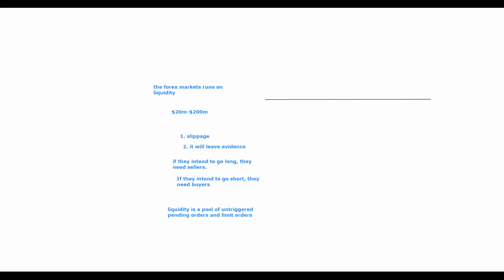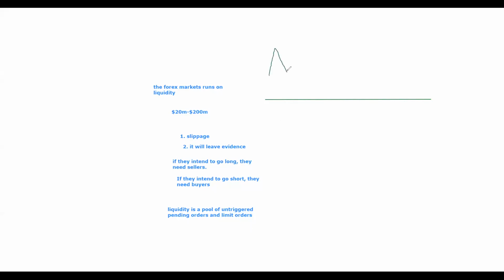So they need to engineer it, they need to get liquidity. And for them to get the liquidity, most times they need to engineer it. Since they cannot just instantly buy and sell, they need to find buyers in the market to sell to, and sellers in the market to buy from. I will repeat that again. If they intend to go long, they need to find sellers. And if they intend to go short, they need to find buyers. So now, what are these liquidity pools? Let's give a very plain example.